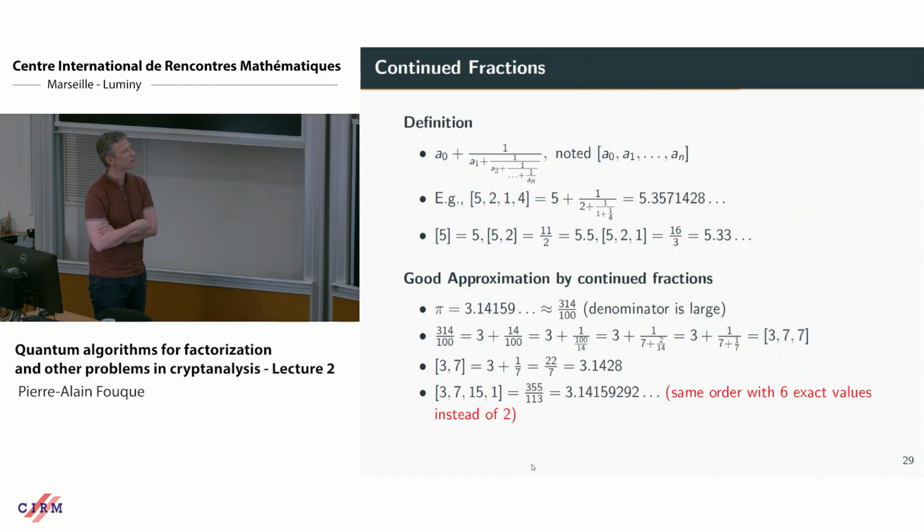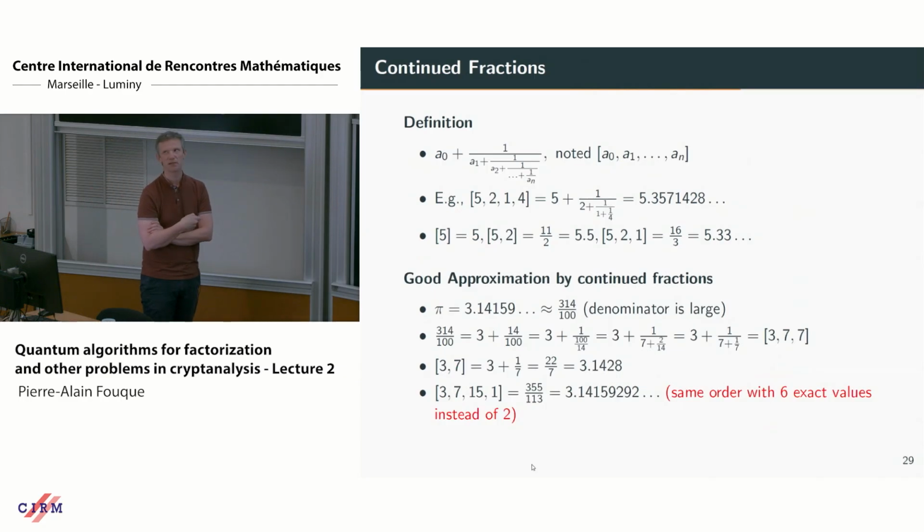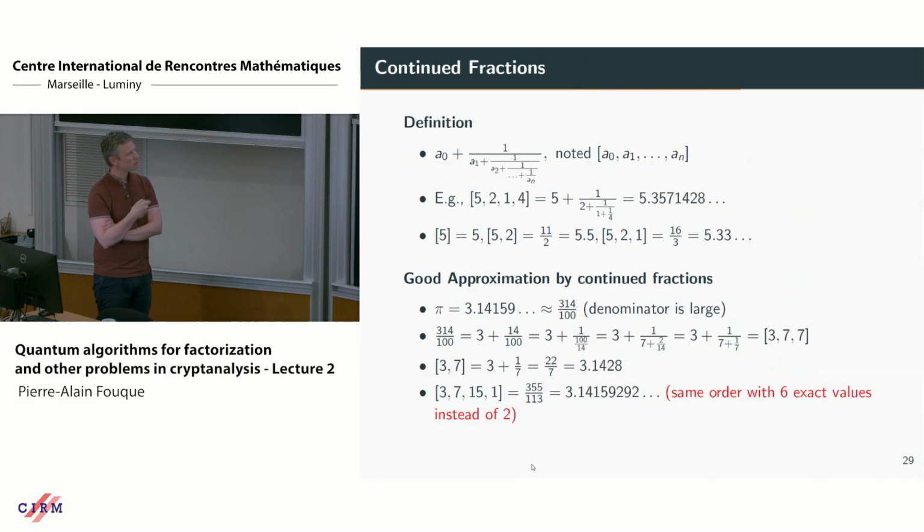And so maybe a lot of you know that 22 divided by 7 is a good approximation of pi. But if you want a better approximation of pi, you can also take the first 4 terms of this fraction. And in fact, here you can see that I have 6 digits that are correct. Okay? And the size of the denominator is about the same as the size of the denominator from this fraction.